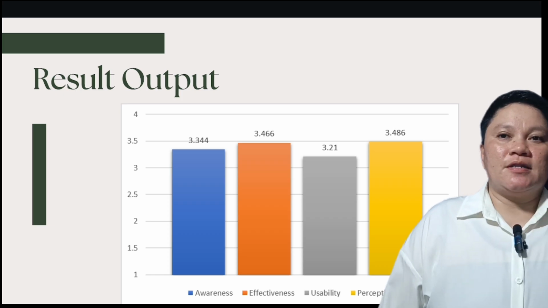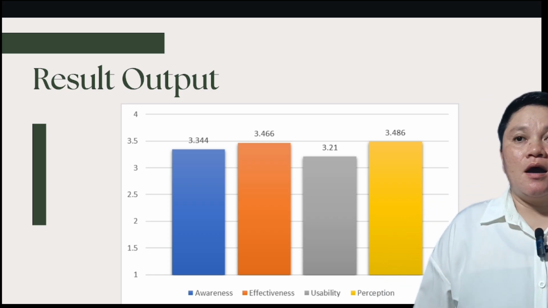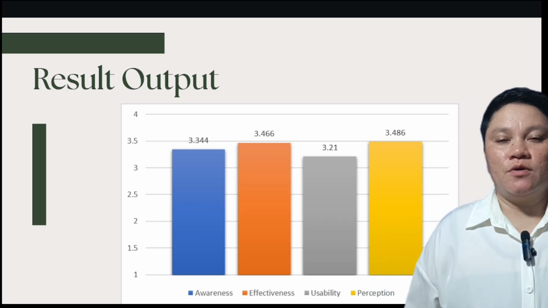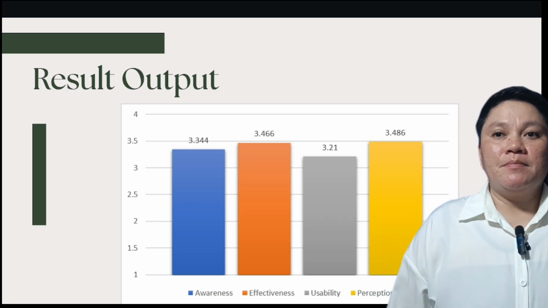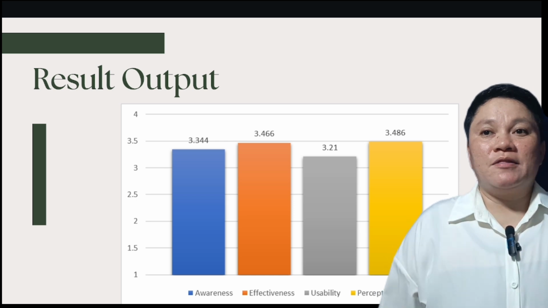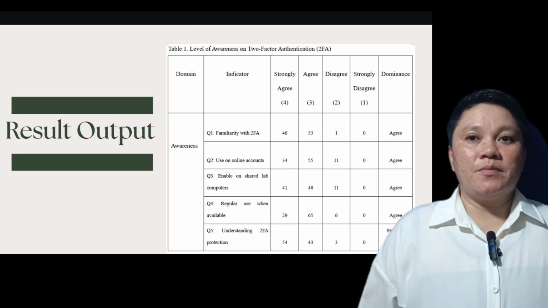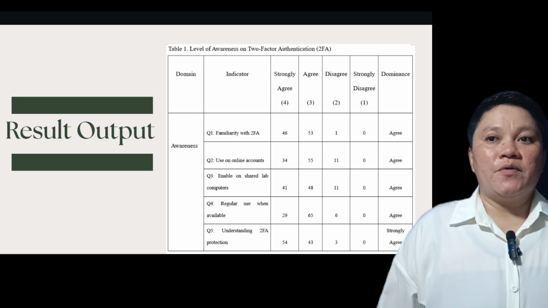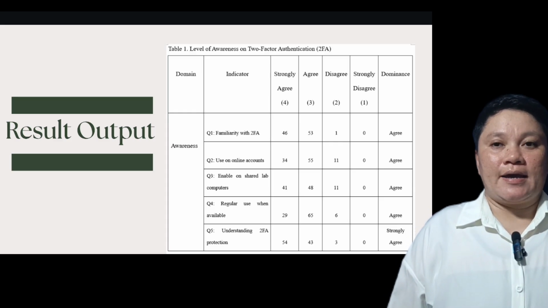The results of the study focus on four domains: awareness, effectiveness, usability, and perception. For awareness, the grand mean was 3.34. This shows that most students are familiar with two-factor authentication and understand how it helps protect their online accounts.